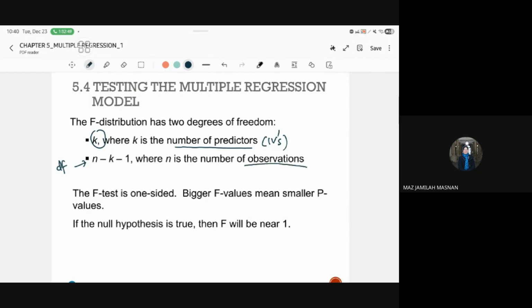So if your sample size is 100, then 100 minus K minus 1. If, let's say, K is equal to 3 variables, that means 100 minus 3 minus 1, so you will have 96 in terms of the degree of freedom. So that would be on F. The F test is one-sided.